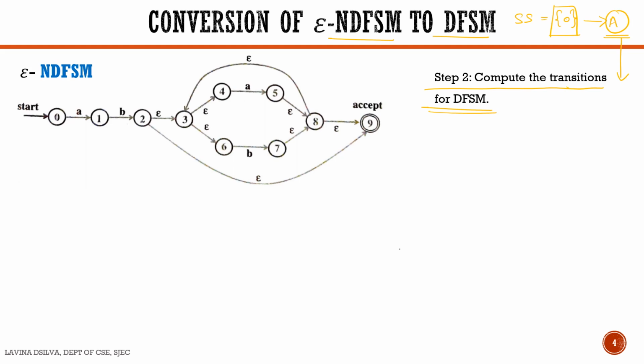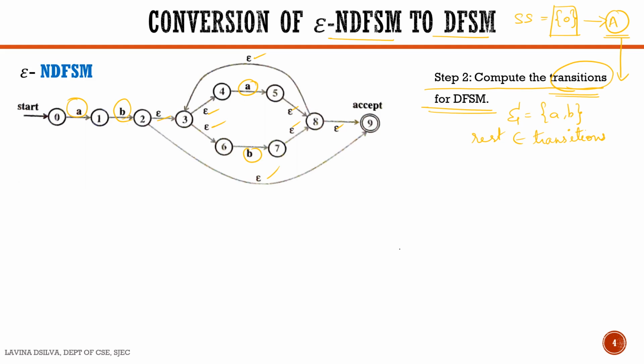Now before we compute the transitions, what do we require? We require the input set. And what is the input set here? So you can see an input alphabet A, then we can see a B. The rest are epsilon transitions. So we can see that we have got only two inputs, that is A and B.